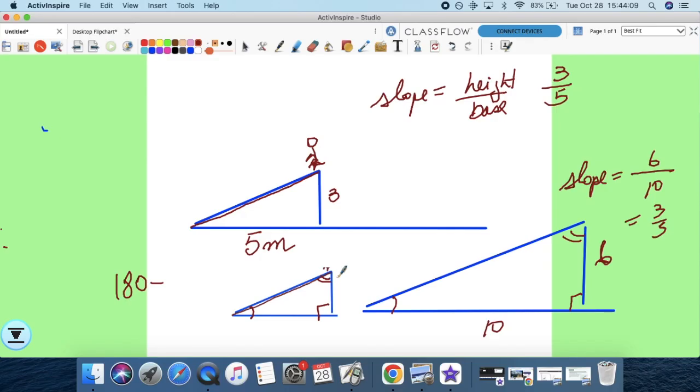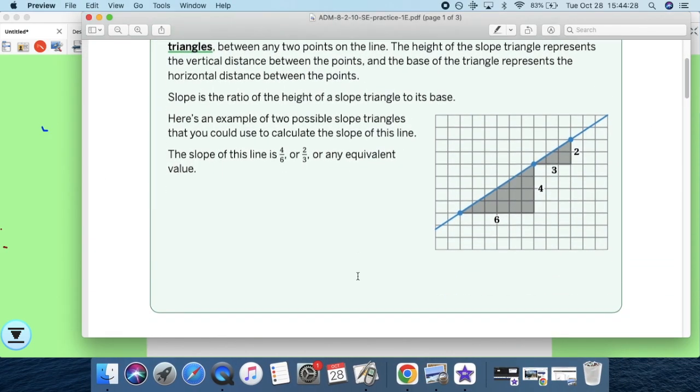Okay? The other way you can check if these two triangles are similar is to check their slope. This one has a slope of 3 over 5, and this one has a slope of 6 over 10, which in reality is the same thing as 3 over 5. I hope I didn't make a mess out of that. Alright, let's take a look at some of the problems.